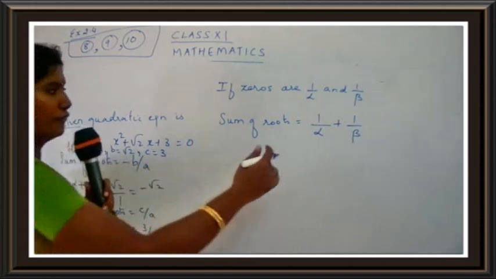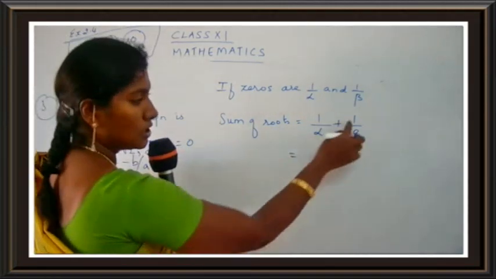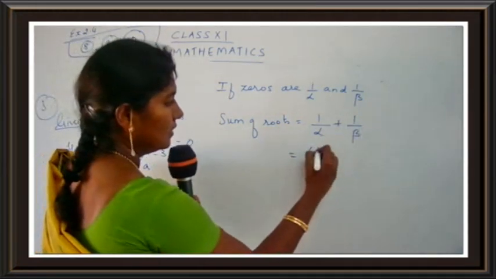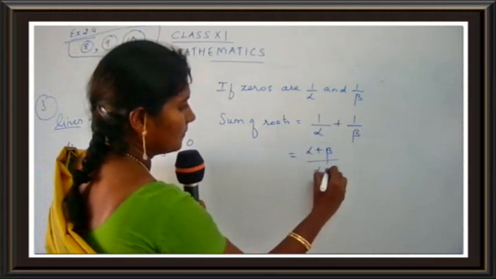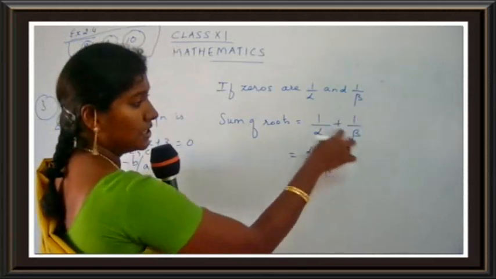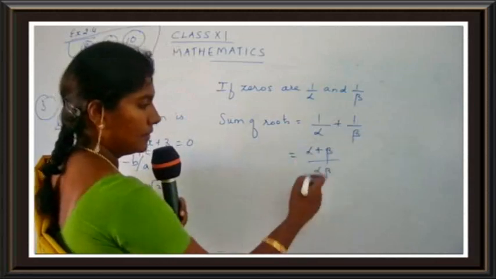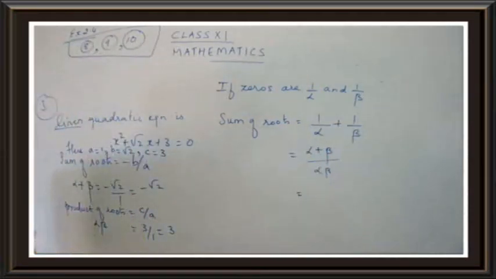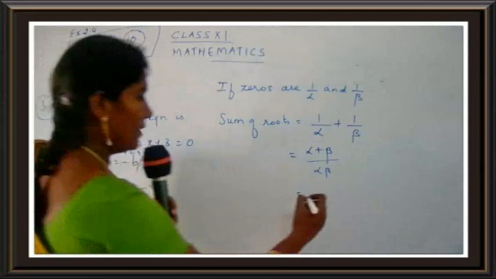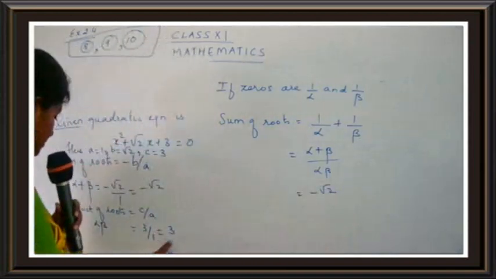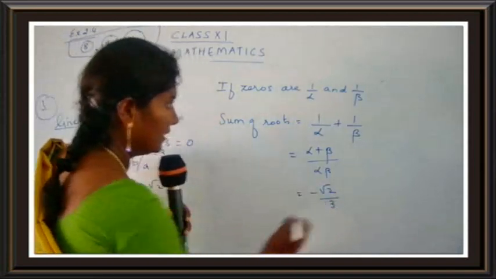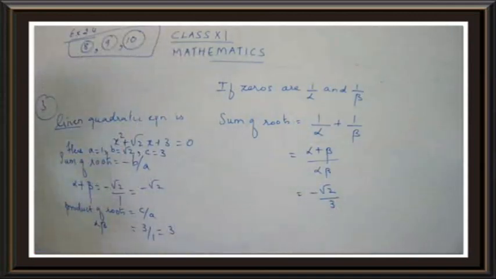So let's find out the sum of roots. So this is equal to, cross multiply, alpha plus beta upon alpha beta. Alpha into 1 upon alpha, beta into 1 upon beta, upon alpha beta. I know the value for alpha plus beta, minus root 2. I know the value for alpha beta, that's 3. So minus root 2 upon 3. Let's go for the next one.